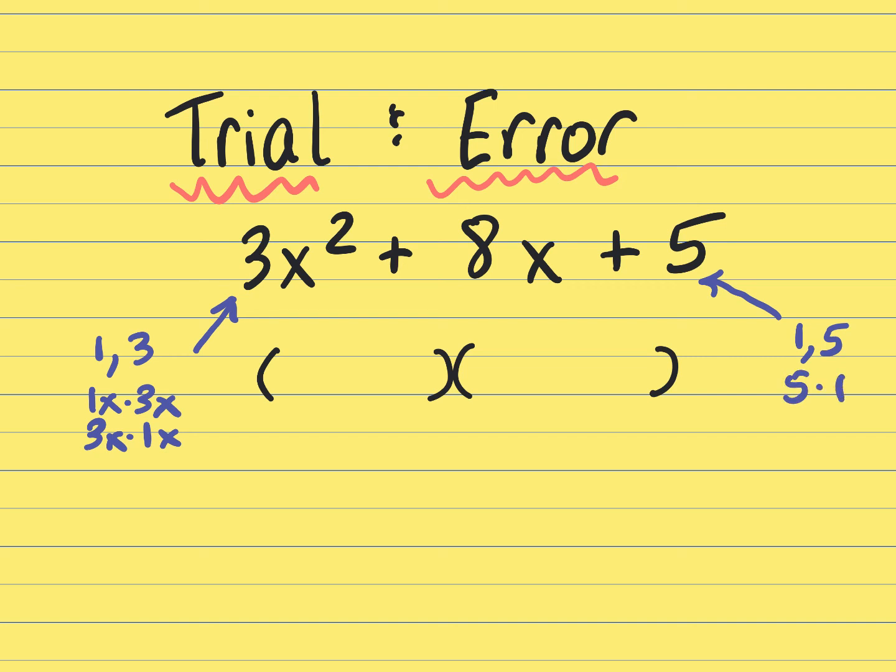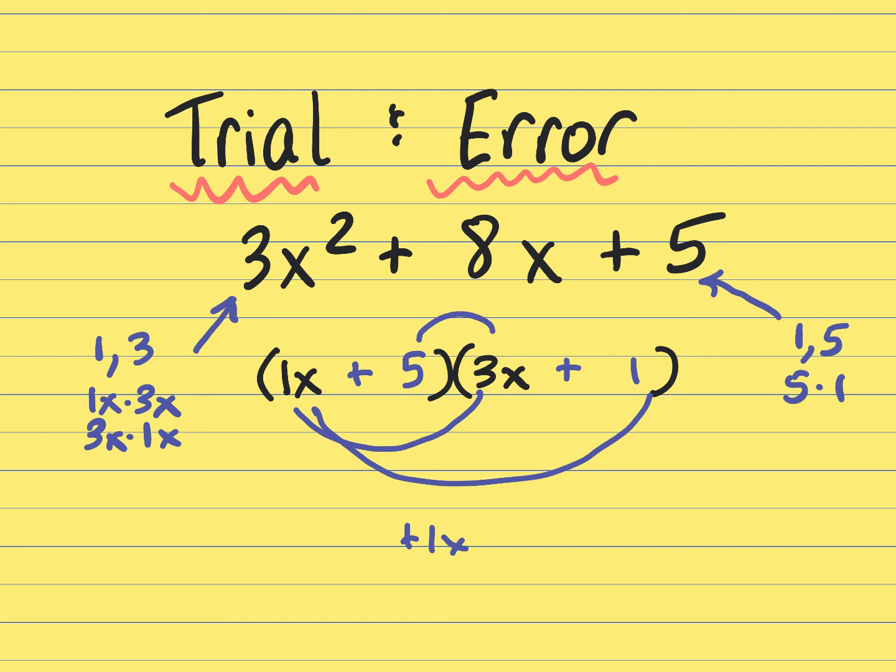Now those are slightly different, because watch what happens if I put in my 1x and my 3x and then I say I'm going to do 5 and 1 and they're both positive. We know that because everybody's positive here. When you multiply this, you end up with 3x squared for your first term. You end up with plus 1x and you end up with plus 15x. You can suddenly see why if you use this method, you will want to be using pencil, because 1x plus 15x is 16x. That is not equal to 8x.